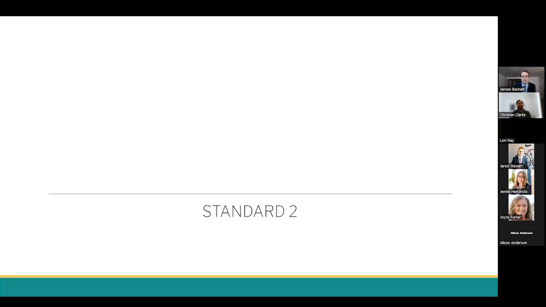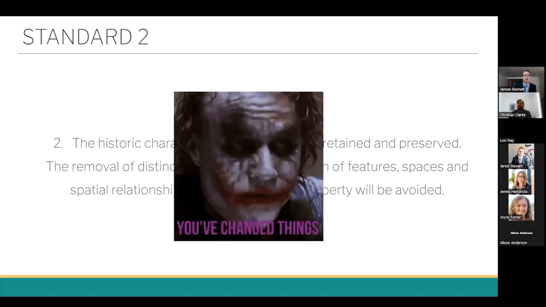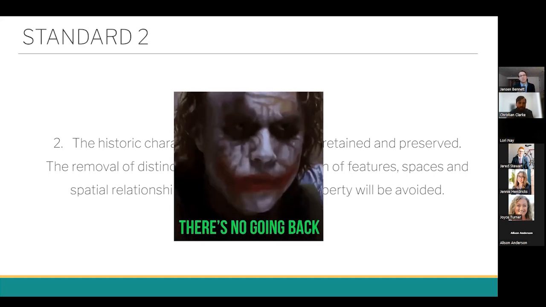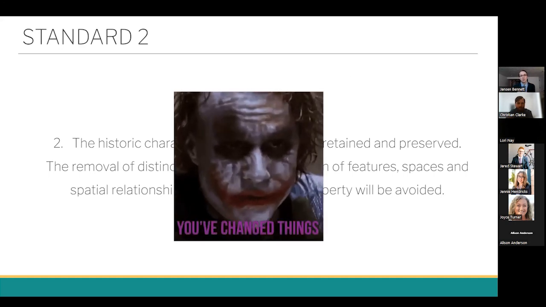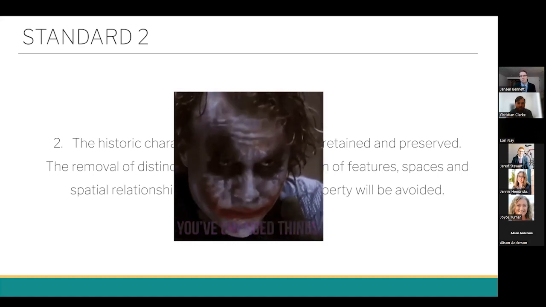Moving on to Standard 2. Standard 2 states the historic character of a property will be retained and preserved. The removal of distinctive materials or alteration of features, spaces, and spatial relationships that characterize a property will be avoided. In other words, there's no going back. Once you have removed historic fabric or a historic spatial relationship, you can't go back. You've changed it forever.